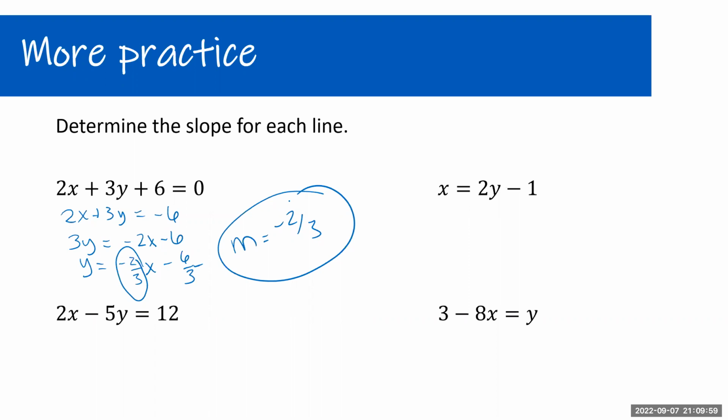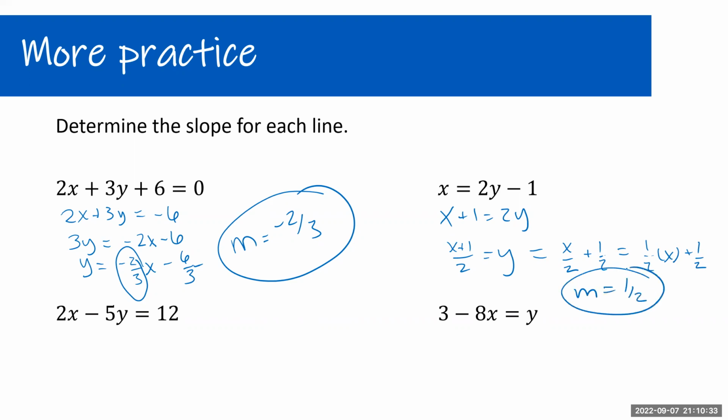Over here, we have x equals 2y minus 1. Let's get that 1 over there. So x plus 1 equals 2y. We need to divide by 2. So (x plus 1)/2 equals y. Remember that 2 is going to go to both sides. So that also means that y is going to be x/2 plus 1/2. x/2 is the same thing as saying 1/2 times x. So our slope here, mx plus b, is going to be 1/2.